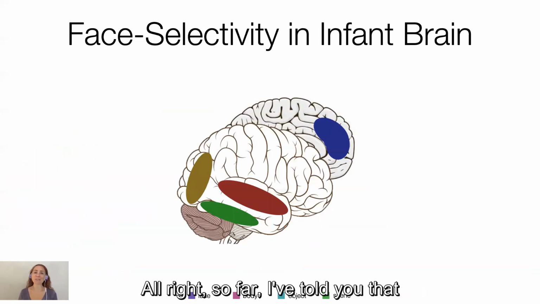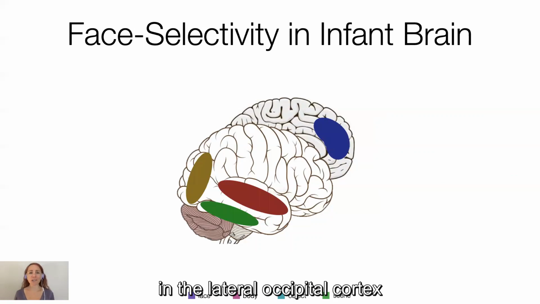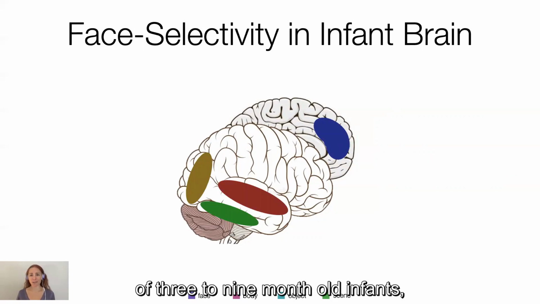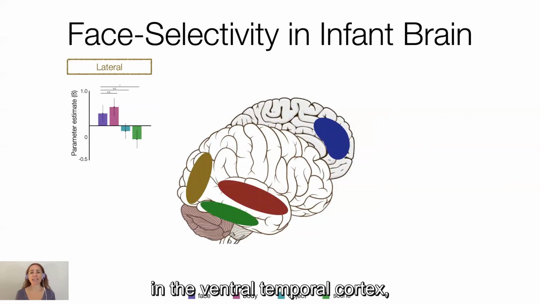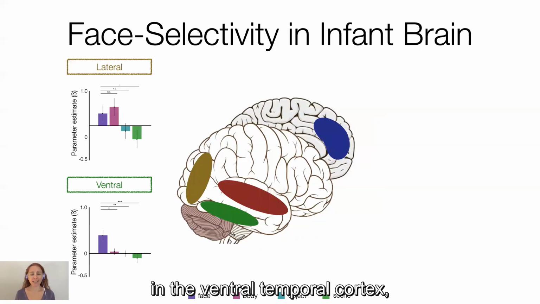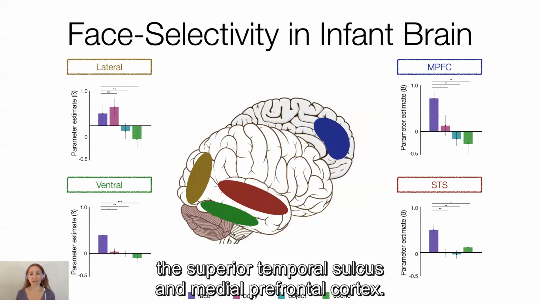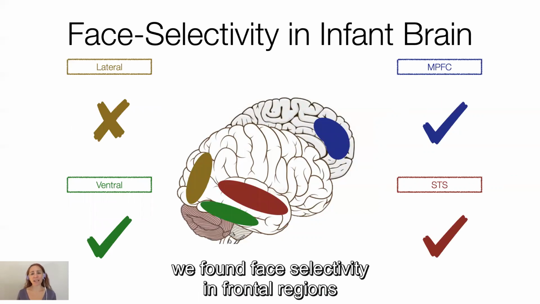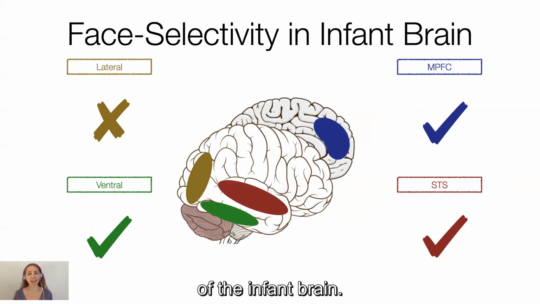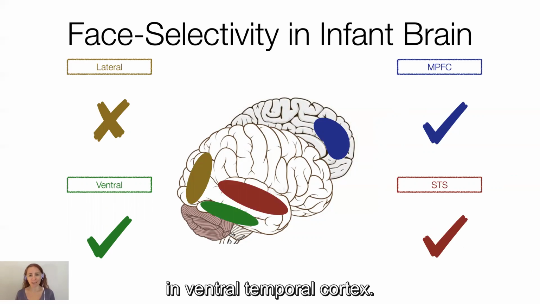All right, so far I've told you that we did not observe face selective responses in the lateral occipital cortex of 3 to 9 month old infants. But in the same group of infants, we found face selective responses in the ventral-temporal cortex, the superior temporal sulcus, and medial prefrontal cortex. So in this group of infants, we found face selectivity in frontal regions of the infant brain at the same time in development as the more posterior face selective response in ventral-temporal cortex.